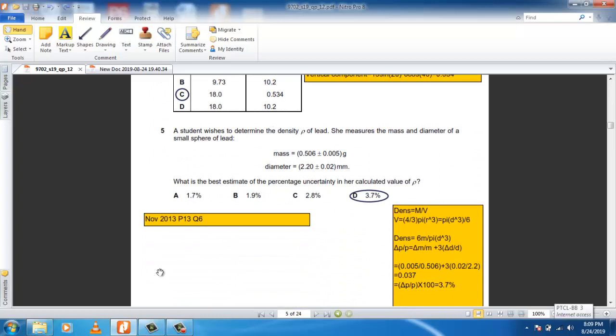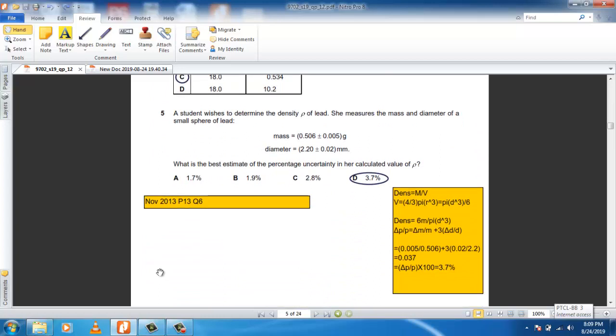Question number 5 is a repeated question. It was asked in November 2013. It says that a student wishes to determine the density P of lead. She measures the mass and diameter of a small sphere of lead. The mass is given, the diameter is given. What is the best estimate of the percentage uncertainty in her calculated value of P?